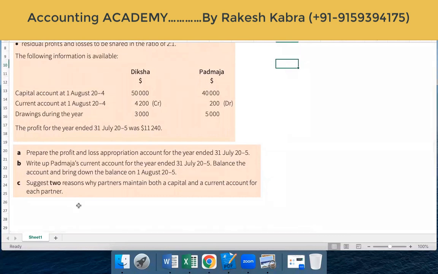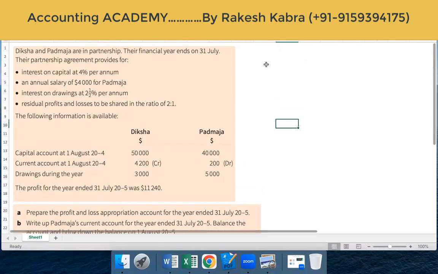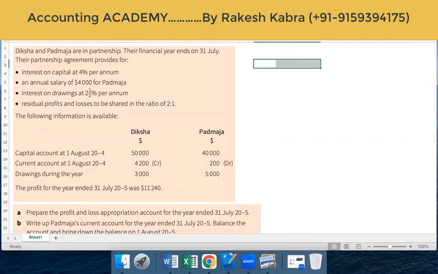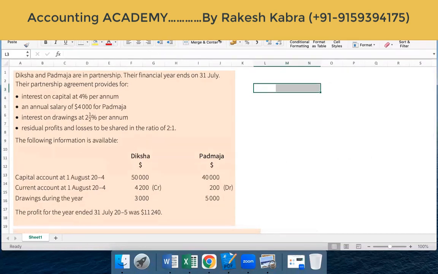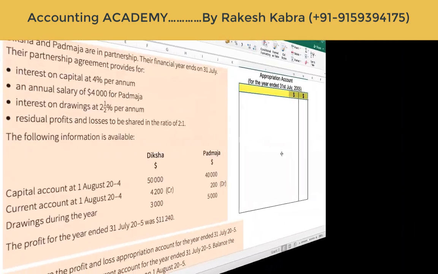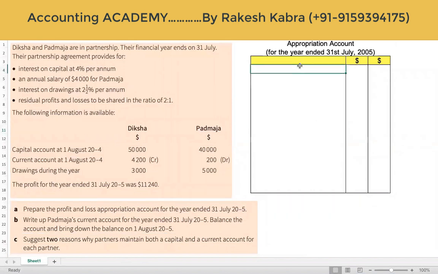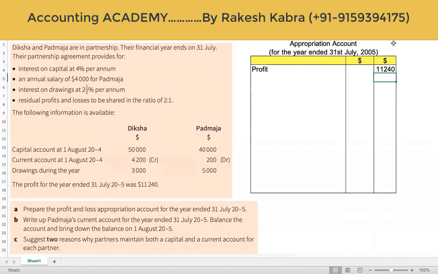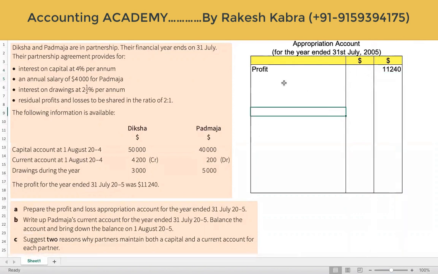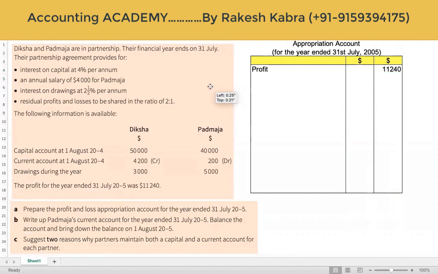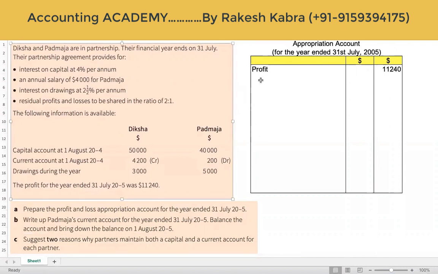Now, what is the first requirement? Prepare the profit and loss appropriation account for the year ended 31st July 2005. So let me draw the format and see how we will update the appropriation account. First, we always take the profit figure, which is $11,240. Now see how we are going to allocate this profit between the partners, following the points mentioned in the partnership agreement.